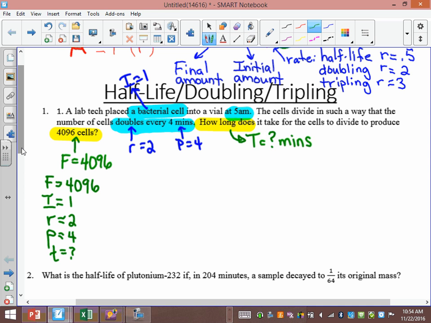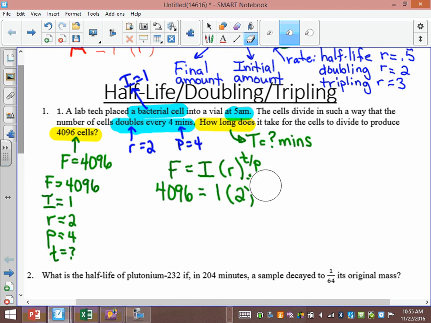Now, in order to solve these, you can only be missing one letter, right? We're missing the little t, which is good. If we were missing more than one, you have to go back and think I must be missing something, because you can only solve for one, right? So let's fill in what we do know. So the formula is F equals I R to the T over P. F is 4,096. I is 1. R is 2. T I don't know, so you can leave it as a T. Whoop, that's really ugly looking T. T over 4.